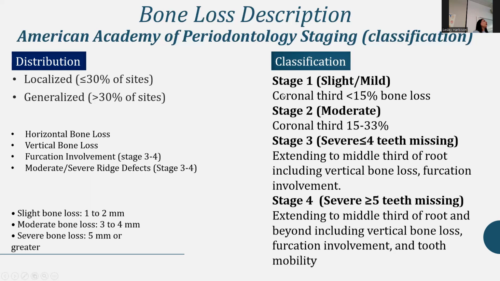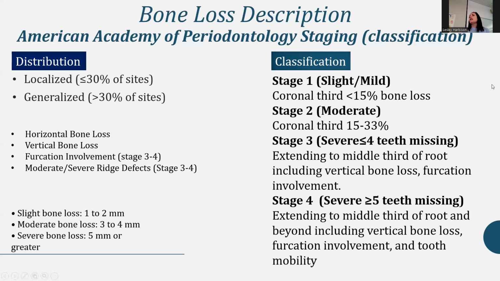Classification is more complicated, and you'll learn a lot more about this next semester, but they tried to make perio more in line with how they stage things like cancer. You've all heard of stage 1 cancer, stage 2, oh, it's stage 4 cancer, the bad one, right? They tried to make periodontal disease in line with that, an integration of medical and dental. So the stages increase with severity. It used to be we would just say mild, moderate, or severe periodontitis, but now we say stage 1, stage 2, stage 3, stage 4, and then we grade it, grade A, B, or C.